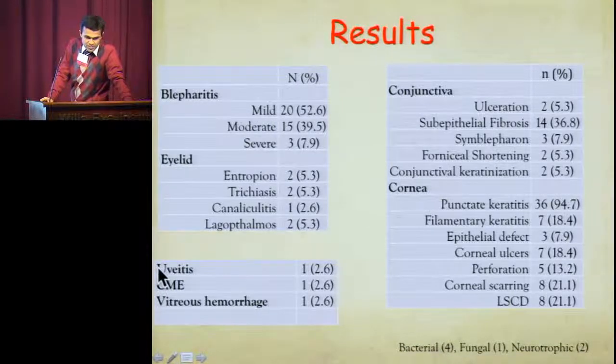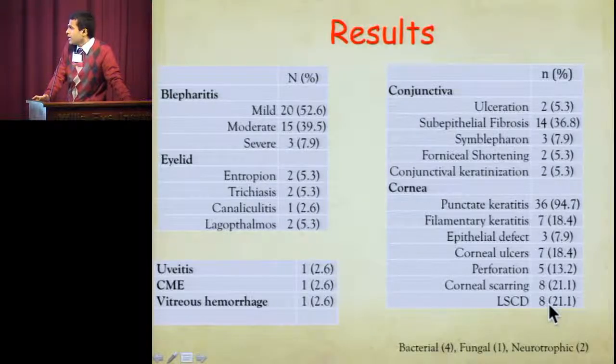Coming back to other features, 35 to 36% of people had subepithelial fibrosis, and almost 95% had a punctate keratopathy, and 18% had filamentary keratitis. There were corneal ulcers in 7 patients. 4 of them were bacterial, 1 was fungal, and 2 were neurotrophic. 5 patients perforated, and 8 patients had some limbal stem cell deficiency. We had only 2 patients with posterior segment involvement: uveitis, and the same patient had uveitis and CME. The other one had a vitreous hemorrhage, but he also had radiation retinopathy, so probably not related to GVHD per se.